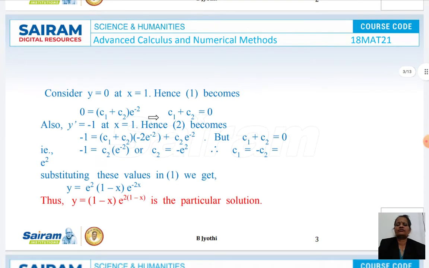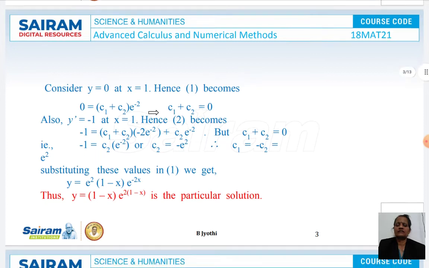Now we will make use of the conditions, that is y is equal to 0 at x is equal to 1. It becomes (c1 plus c2) into e to the power of minus 2 is equal to 0, that is c1 plus c2 is 0. So y dash is minus 1 at x is equal to 1. Hence it becomes minus 1 is equal to minus 2 into (c1 plus c2) into e power minus 2 plus c2 e power minus 2. But c1 plus c2 is 0, therefore c1 is minus c2. And substituting these values, we get y is equal to (1 minus x) into e power minus 2 into (1 minus x). That's a particular solution.